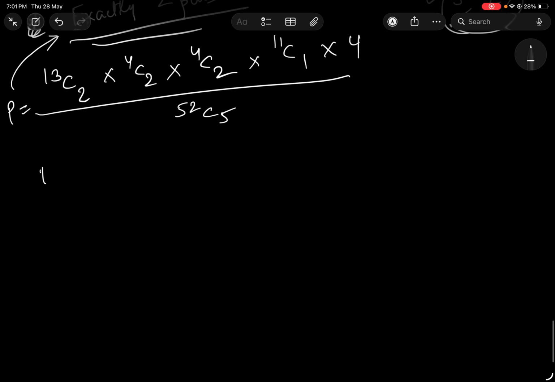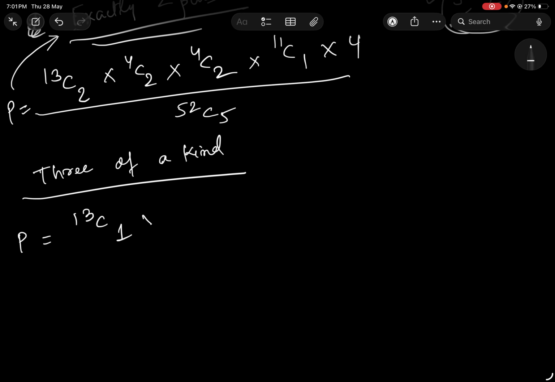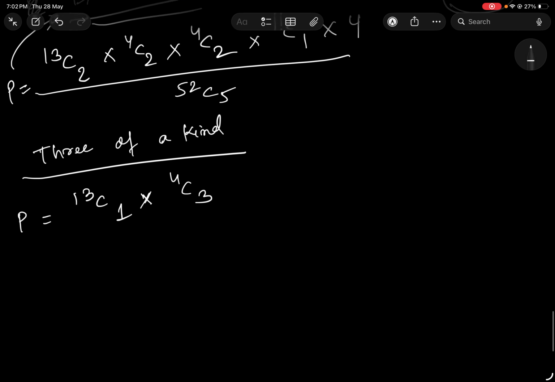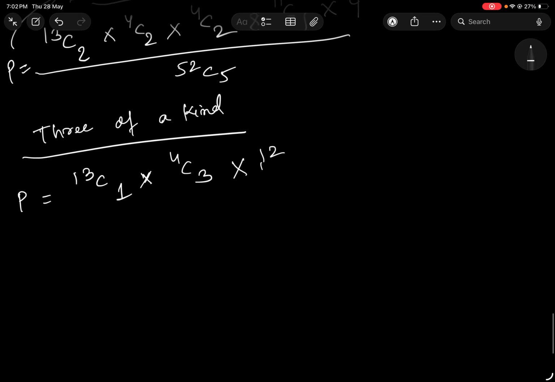Next, we have 3 of a kind. So this is again, I choose one number. It can be 4C3. So whatever number I choose, I have to choose from the 4, and there are three options I have to choose. So there are 4C3 ways in which I can choose it. And then from the leftover numbers, I will choose the 2 numbers that I need, and those can be chosen in 4 square ways. And the denominator is 52C5.